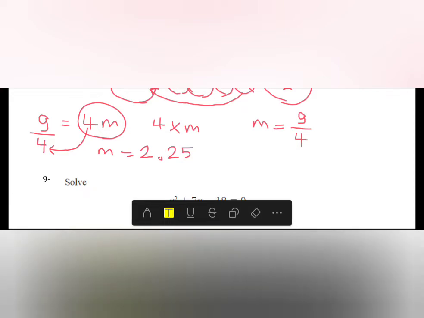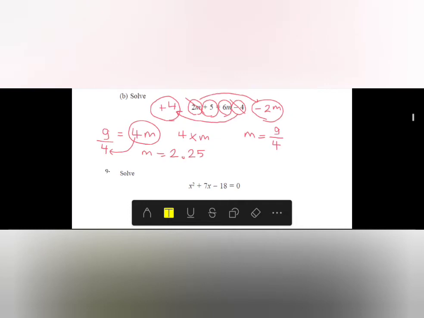So what did we do first? Very good. We worked out the like terms. We put the like terms in one side and the other constants in the other side. We work them out together by addition or subtraction. And then we took 4 by division to the other side. So 9 divide 4 equals 2.25. Now let's move on to the next question.